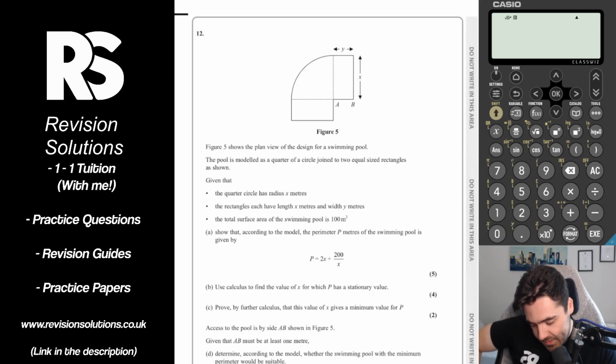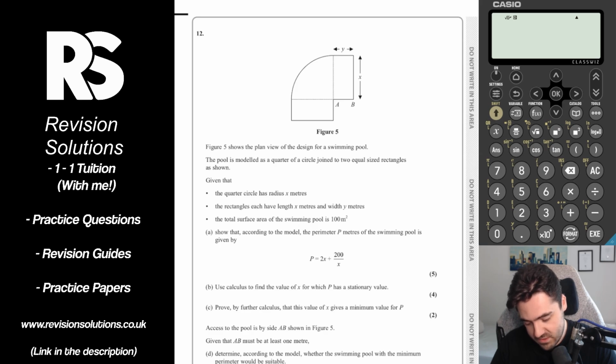Moving on to question 12, it says, figure 5 has the plan view of the design of a swimming pool. It's modeled as a quarter of a circle with 2 rectangles. And we've got the sides of the rectangles, and it says the radius of the circle is x. And we're also given that the area of the swimming pool is 100. And it says show that the perimeter of the pool is this.